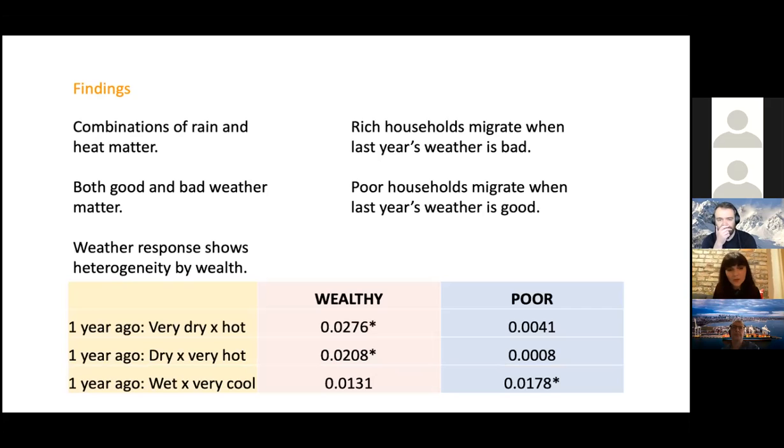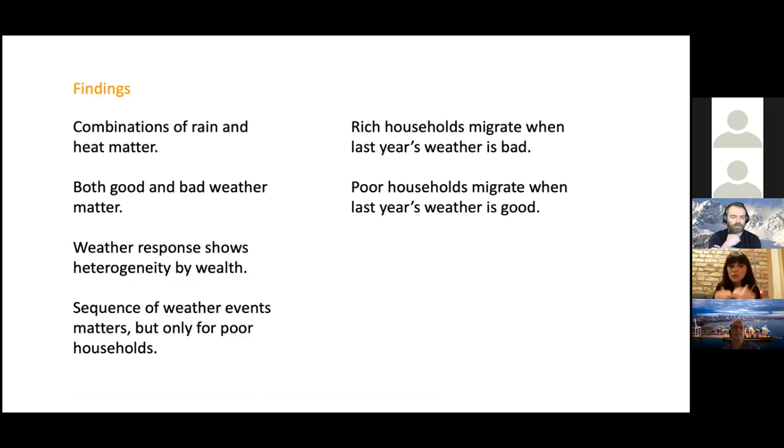So that's the mechanism we imagine. But let's say when it's wet and cool in a community, poor households presumably save money, and now they can afford the cost of migrating. Now, if we dig deeper into this and consider the sequence of weather events, what happened 2 years ago, last year, we see that these sequences really matter, but only for poor households.